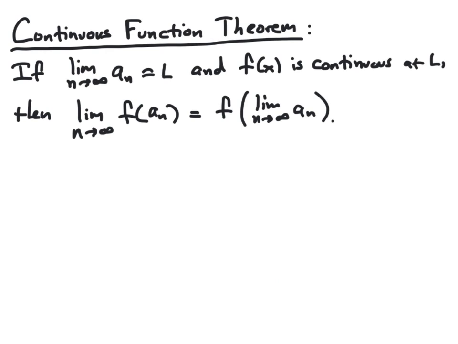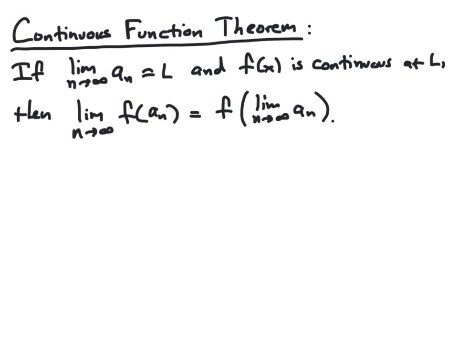Our next technique for determining whether a sequence is convergent or divergent is often called the continuous function theorem. And this theorem informally says that we can pull a limit inside a continuous function. More formally, if we have the limit of a sequence that is equal to a number L, and f of x is a continuous function at that particular value L, then the limit as n goes to infinity of the sequence f of a sub n is equal to f of the limit of the sequence a sub n.